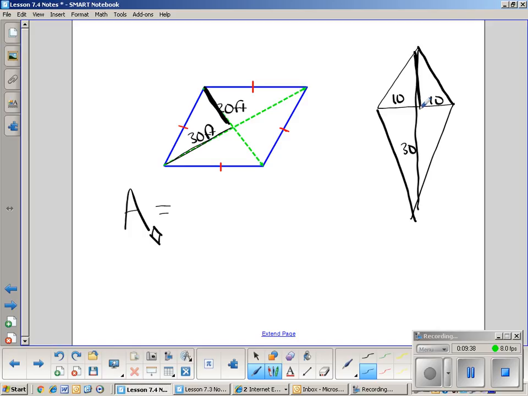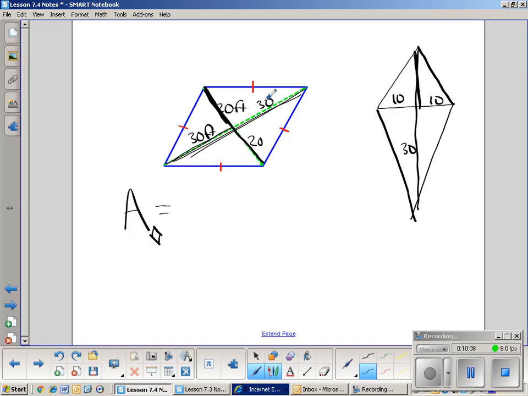But in this picture, because it's a rhombus, diagonals bisect each other. Remember the rules for parallelograms? One of them is opposite sides are equal, the other one is opposite angles are equal, and the third one is diagonals bisect each other. And so that means this is 20 and this is 30. Okay?